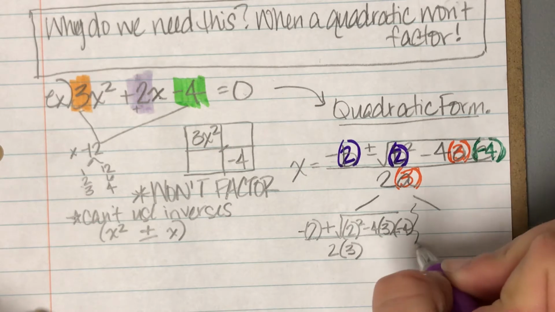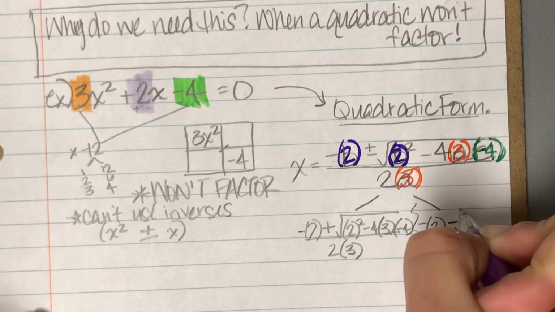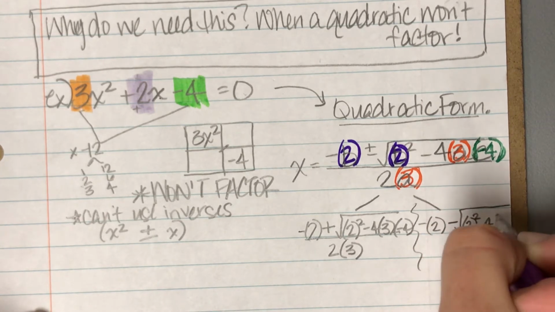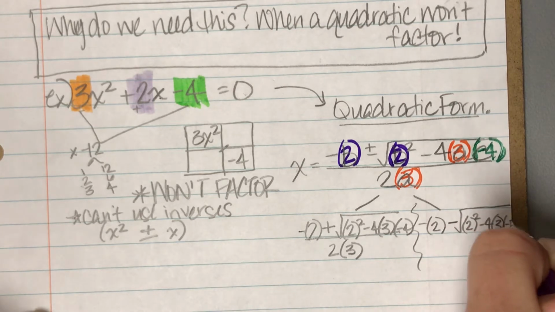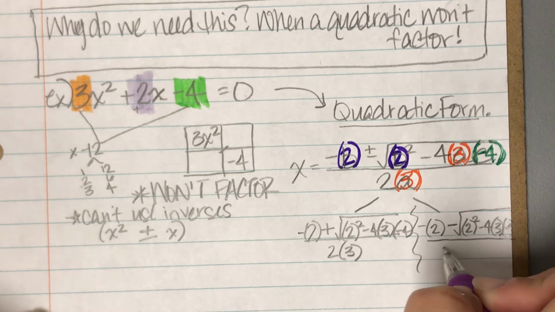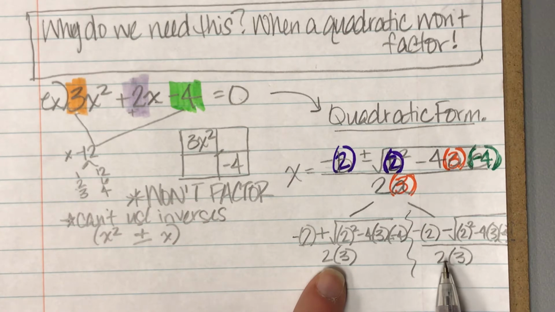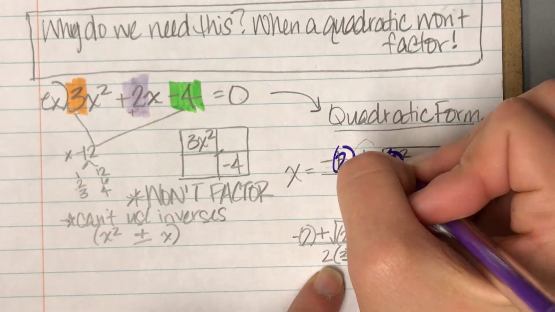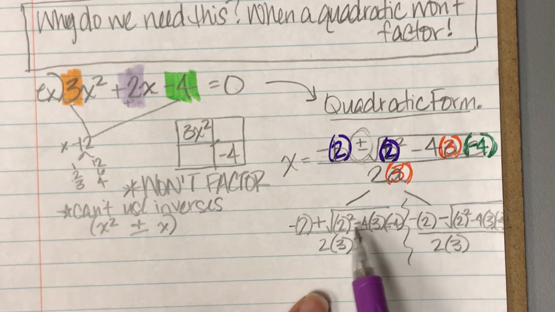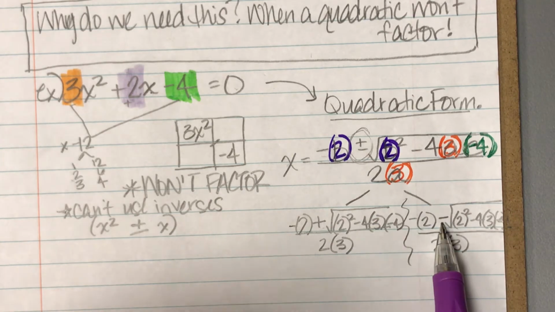And it also means that same exact problem, -2 minus the square root of 2 squared minus 4 times 3 times -4. It's squeezed in there, but you get the idea. Okay, and then 2 times 3 on the bottom. So if you notice, these are exactly the same. It's just showing you that this plus minus symbol actually shows 2 different problems. It's the entire formula with addition, and it's the entire formula with subtraction.